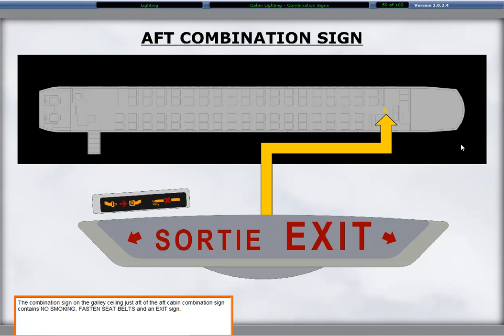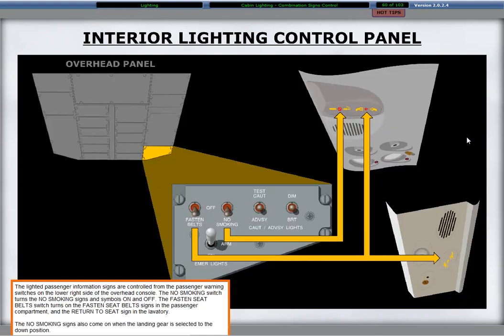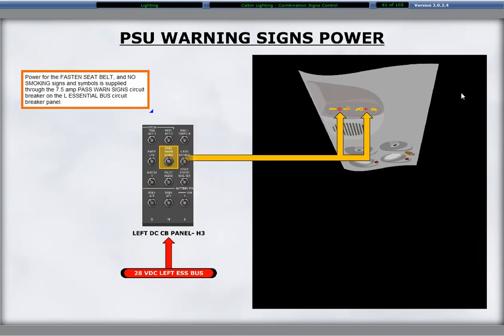and an exit sign. The lighted passenger information signs are controlled from the passenger warning switches on the lower right side of the overhead console. The no smoking switch turns the no smoking signs and symbols on and off. The fasten seatbelt switch turns on the fasten seatbelt signs in the passenger compartment and the return to seat sign in the lavatory. The no smoking signs also come on when the landing gear is selected to the down position. Power for the fasten seatbelt and no smoking signs and symbols is supplied through the 7.5 amp passenger warning signs circuit breaker on the left essential bus circuit breaker panel.